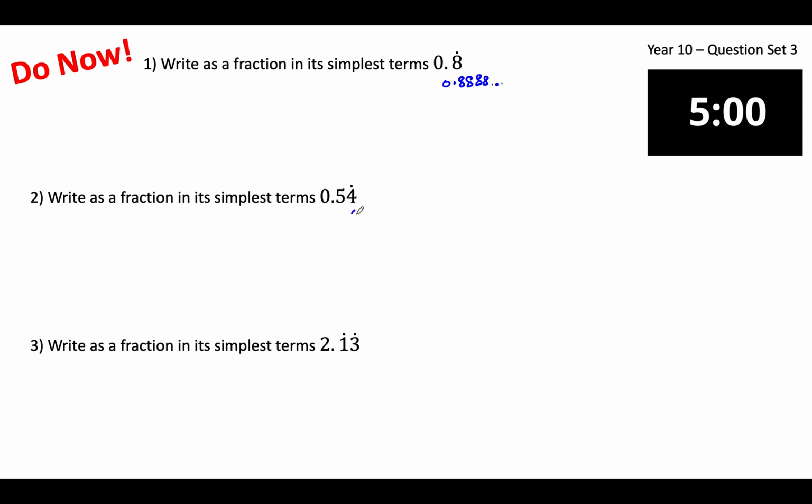This one is 0.544444, etc, etc. Only the 4 is recurring because that's the only bit with the dot above it. This one, though, would be 2.131313, etc, etc, etc. Both numbers are recurring because they've both got dots.